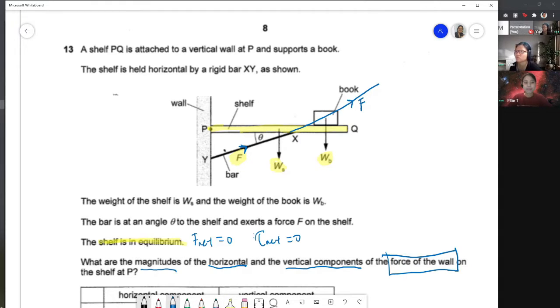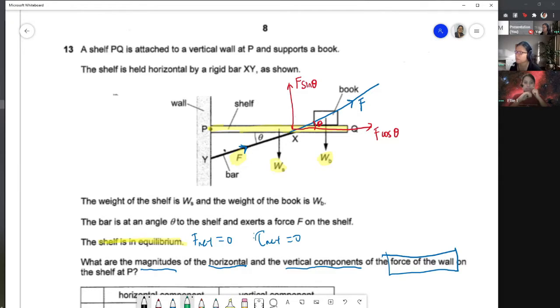Yeah, so then we can resolve this one, right? There's a horizontal, there's a vertical. Okay, so we're going to resolve this one. This will be F. Theta, we transfer. This is theta, right? Yes, correct. So this is F sine theta, opposite the angle. This is F cos theta, beside the angle.